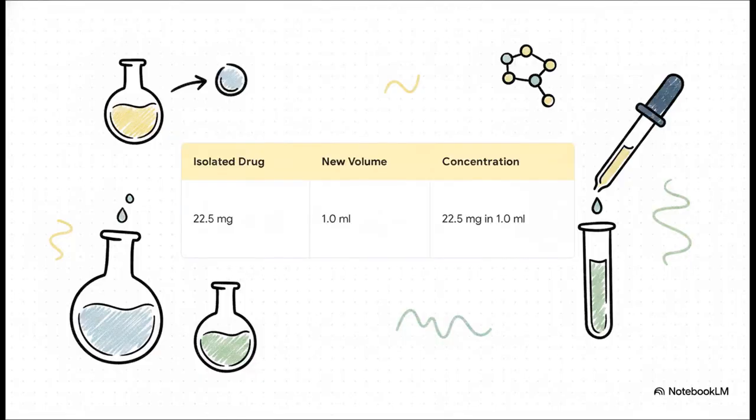By making the volume up to exactly 1.0 milliliter, we haven't actually added any more of the active drug. We still only have that 22.5 milligrams we just isolated. We've just diluted it again, spreading those 22.5 milligrams out over a larger, much easier to measure volume. So now we've got a really workable concentration of 22.5 milligrams sitting in 1.0 milliliter of fluid.